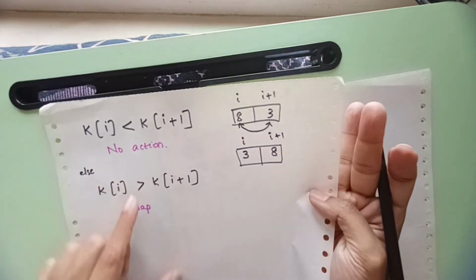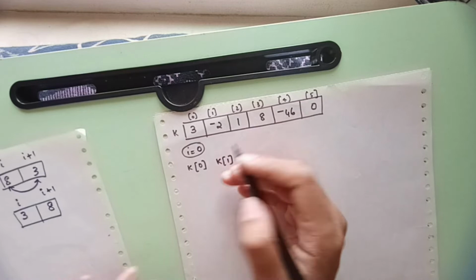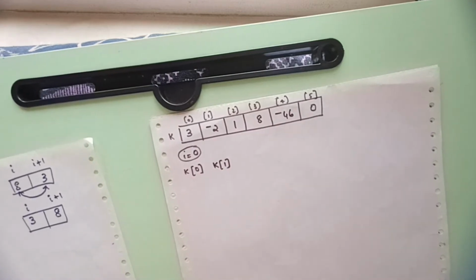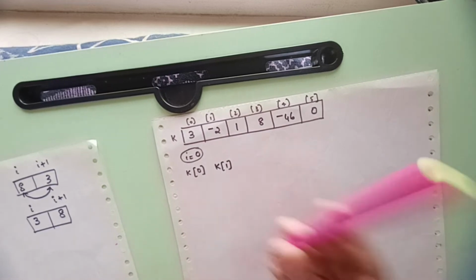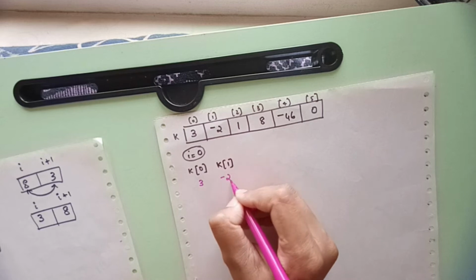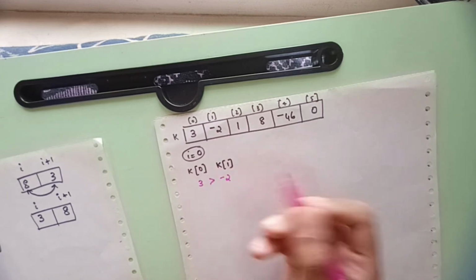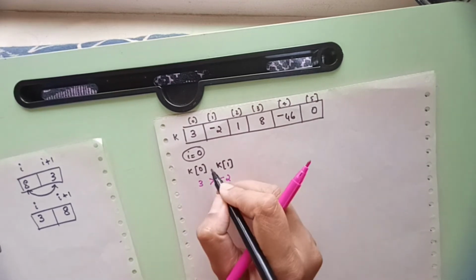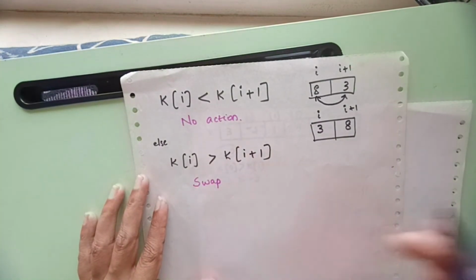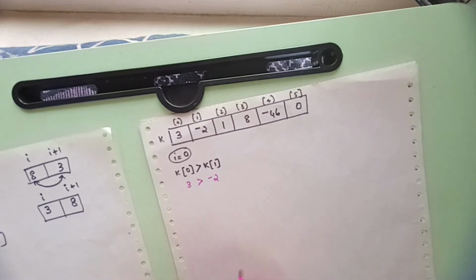So what is the condition? If it is lesser, no action. If it is greater, swap. So we are going to check if it is lesser. So what is K of 0? K of 0 is 3. What is K of 1? It is minus 2. So 3 is greater than minus 2, right? So in this case, K of 0 is greater than K of 1. It is greater, so we need to swap.